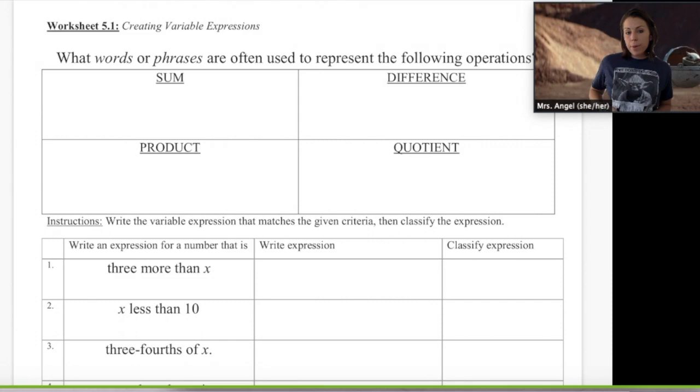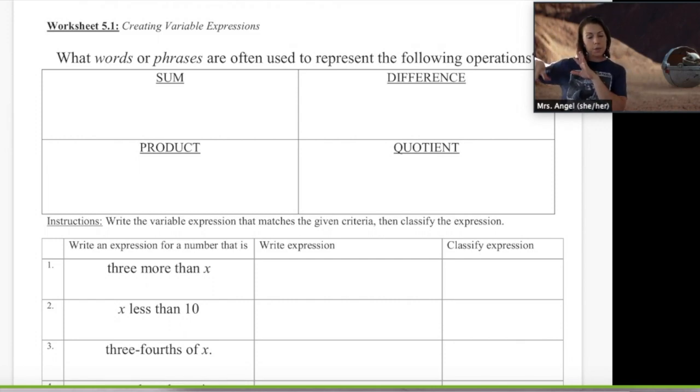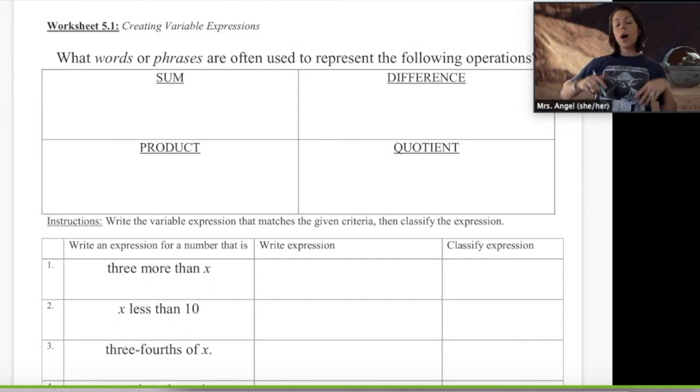So we're going to wrap up this video just looking at creating variable expressions. Now that we've looked at variable expressions that are sums, differences, products, and quotients, we're going to go in and find some words or phrases that actually represent those different expressions. So the way that we're going to do this is we're actually not going to write the expressions. We're just going to add the words and phrases from this table into our table at the top here. So what words or phrases do we have that represent a sum, a difference, a product, and a quotient?